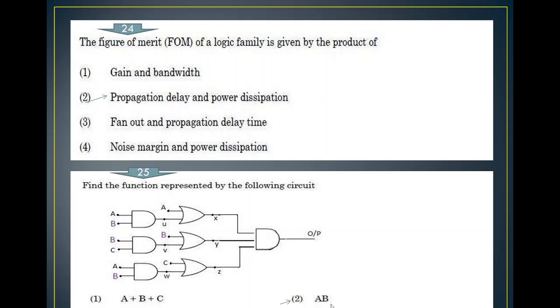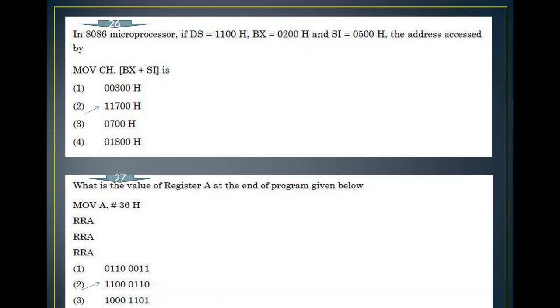Next question. Question number 26. In the 8086 microprocessor, if DX is 1100H, BX is 0200H, and SI is 0500H, the address accessed by MOV CH, [BX plus SI] is: first, 00300H; second, 11700H; third, 0700H; and fourth, 01800H. Correct option is second, 11700H.